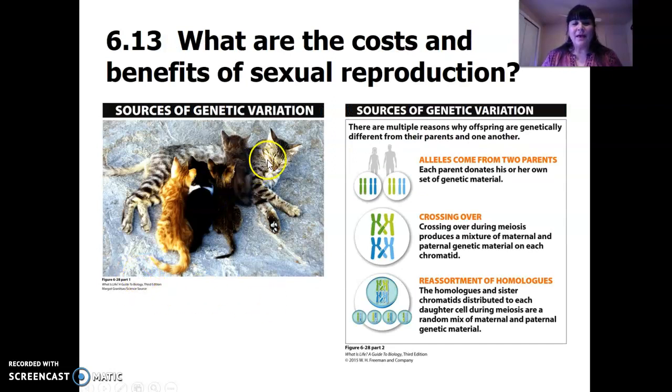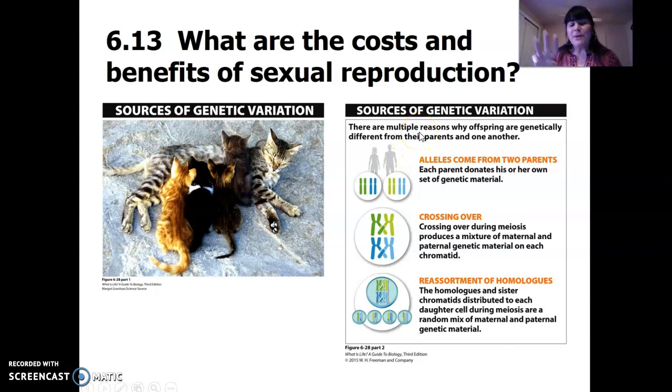So here's this cat, this mother cat with all these kittens, and look how different they are. They all came from the same mom, and that's because of meiosis. And meiosis happened when she made her eggs. Meiosis happened when her mate made his sperm. So this is an important slide here.